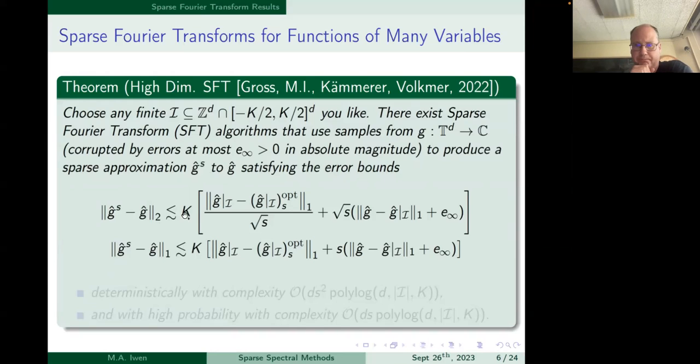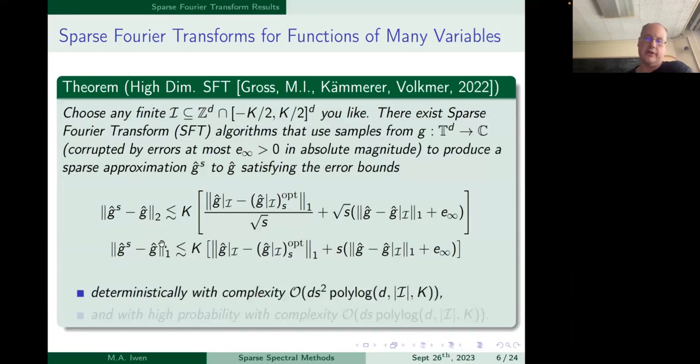So let's take a closer look at these error bounds. They're going to be best S-term approximation error bounds for your Fourier series coefficients restricted to the set I you chose. That's what this first term is. There's another term that penalizes you based on whether or not you made a good choice of I. If you choose I very stupidly, then this term will be large. If you have at least some basic idea where the energy of your function is in Fourier, it'll be small. And then you have your potentially arbitrary corruptions on your function evaluations, so we have 1 and 2 norm errors.